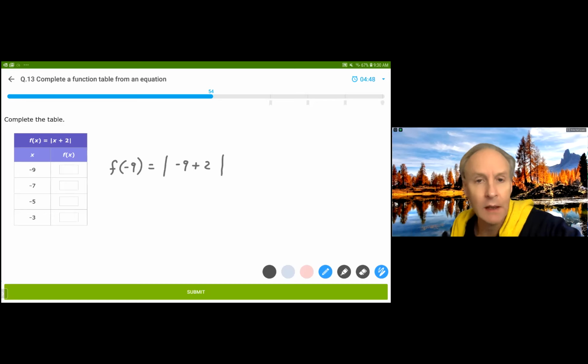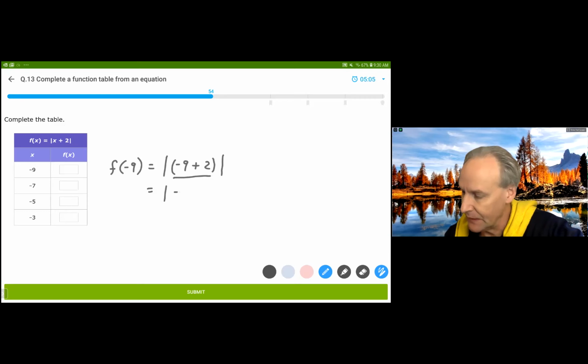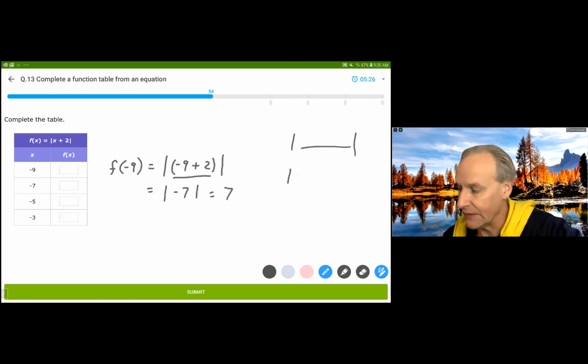And here's the problem. A lot of people see this and they say, okay, everything inside an absolute value is positive, so I'm just going to make this positive 9 plus 2. But the problem is that it also behaves like parentheses, and the parentheses have to be done first. So you have to do what's inside first, and you get negative 7. Negative 9 plus 2 is negative 7. And then you take the absolute value, which is positive 7. Be very, very careful. Absolute value expressions have to be simplified first. And you also have to be careful of absolute value of variables.